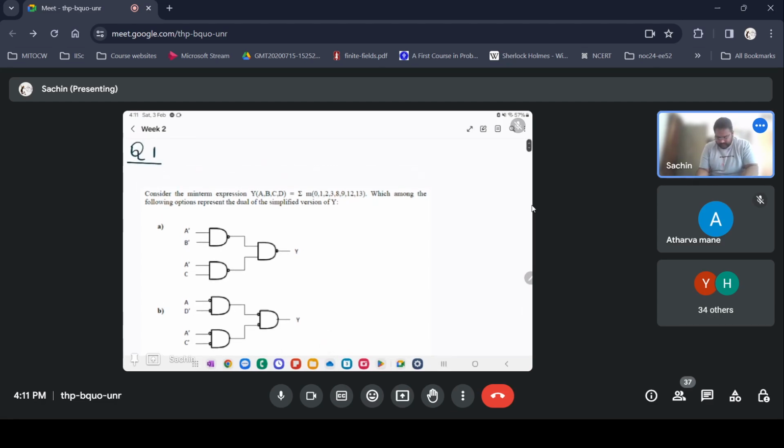Similar to last week, there'll be 10 questions which are from the previous year, so they will be similar to your current quiz questions, assignment questions. First question. Consider the minterm expression y of ABCD equals sigma m of 0, 1, 2, 3, 8, 9, 12, and 13. Which among the following options represent the dual of the simplified version of y?